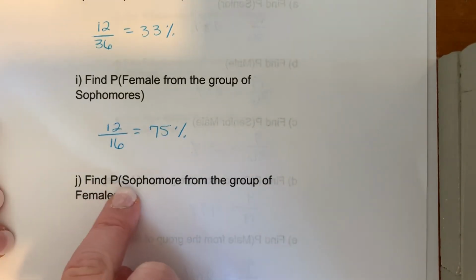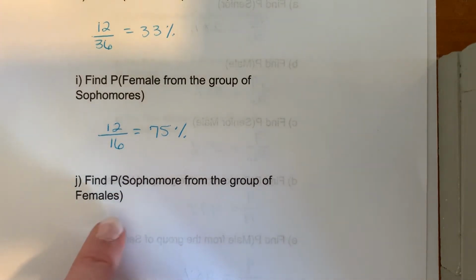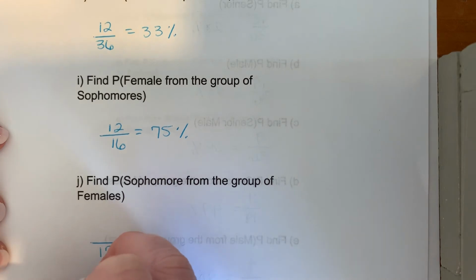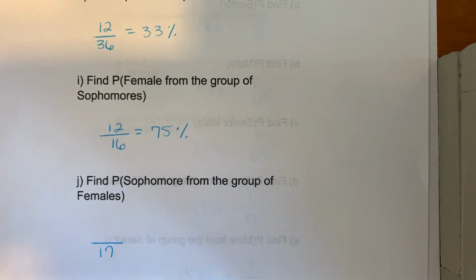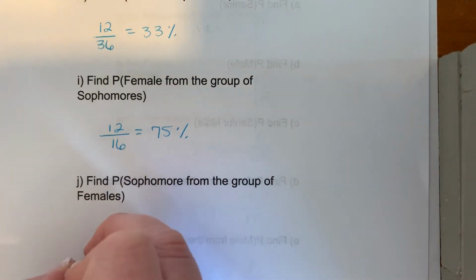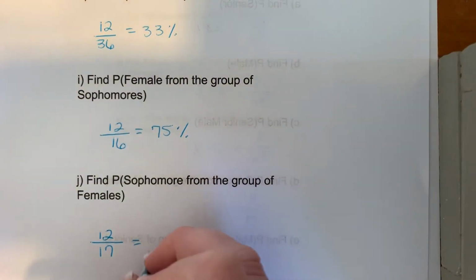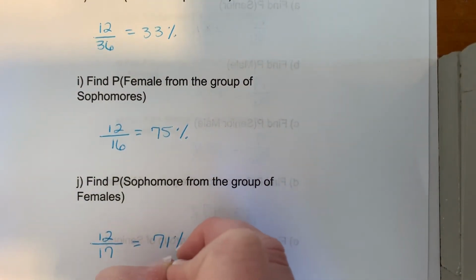All right, find the probability of a sophomore from the group of females. Okay, so this is different. We're only looking at the females. So the total number of females, there was 17 total females. Now, out of that 17 females, what's the probability that we pick a sophomore? And there were 12 sophomore females, so 12 divided by 17 is a 71% chance of happening.